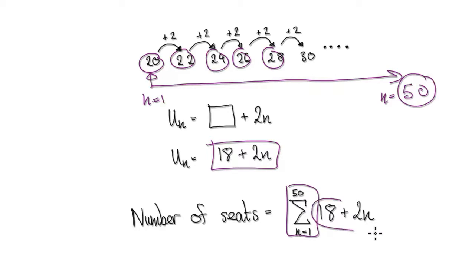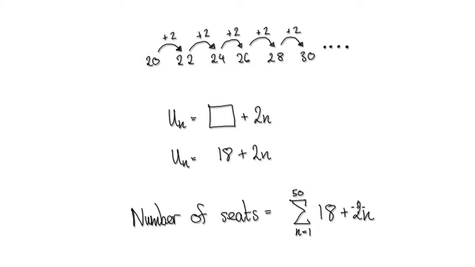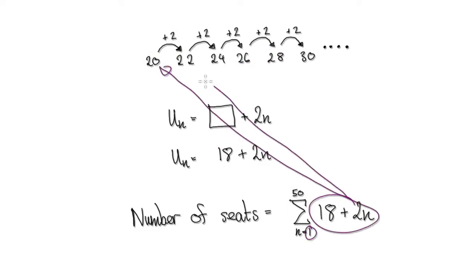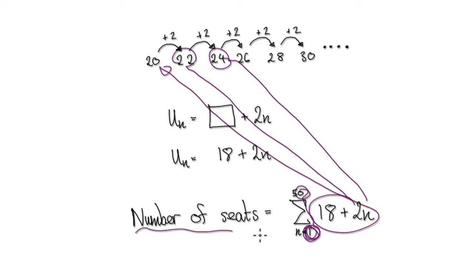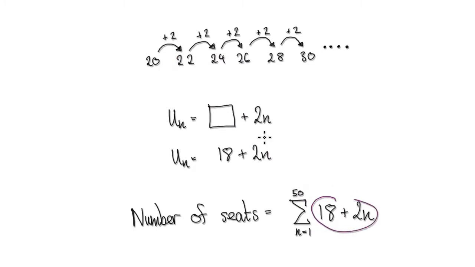So this thing here will generate all our seats. When n is 1, the first row, it will give us 20. When n is 2, it will give us 22. When n is 3, it will give us 24. We need to sum up everything from 1 to 50. So the number of seats is given by this. But we need a formula to sum up this whole sequence.